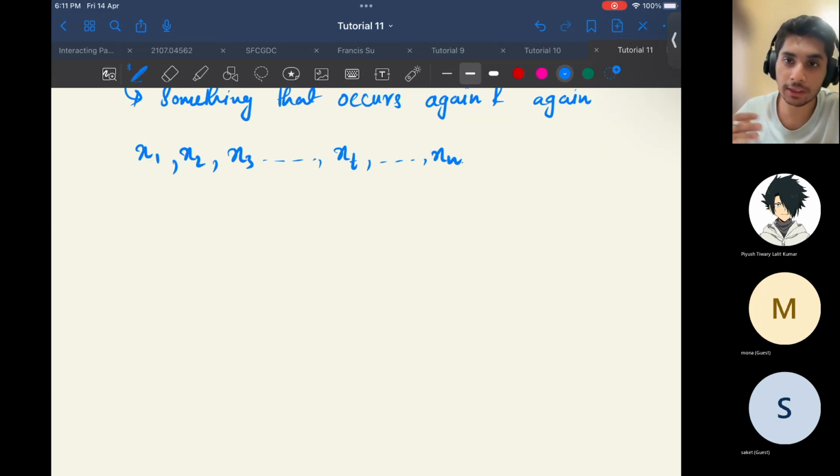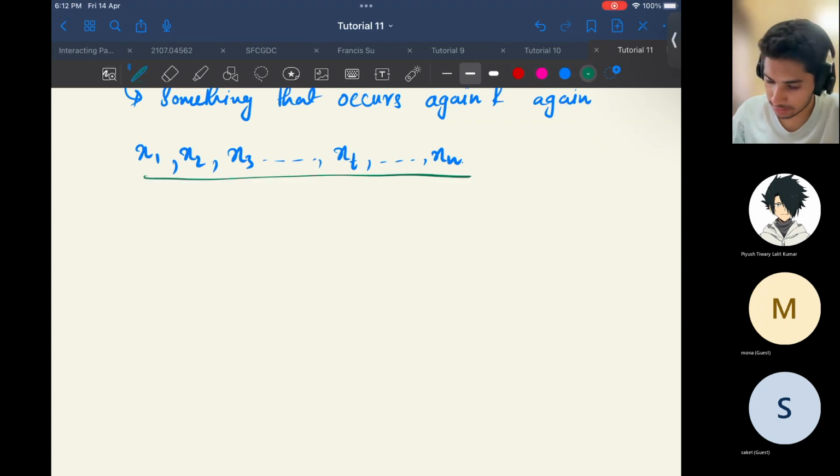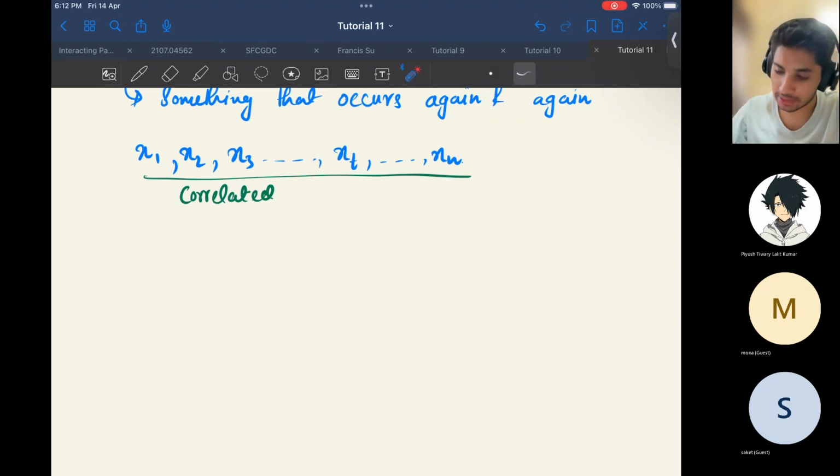What makes sequential data different from a general vector input? Well, the main difference is that there is some correlation. So these inputs are correlated. What do I mean by correlated? Specifically I mean that x3 and x2 are not independent. x3 and x2 are related. xt and x1 are related and stuff like that. So this is what we mean by correlated data, right?